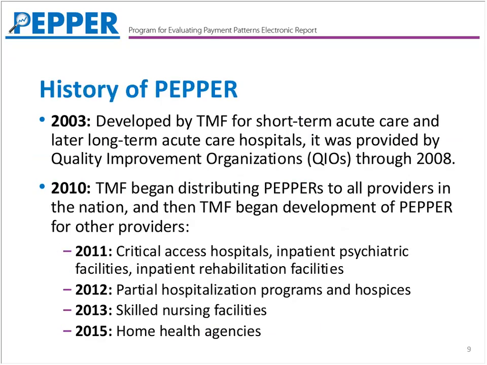A little bit about the history of PEPPER. PEPPER's actually been around for a long time. It was developed in 2003, originally for short-term acute care hospitals. At that time, it was provided through the state quality improvement organization. Then in 2010, TMF was contracted directly with CMS through the Center for Program Integrity Provider Compliance Group, and we started distributing PEPPERs to all hospitals in the nation, so all short and long-term acute care hospitals. And then TMF began developing PEPPERs for other types of providers. So you can see on this slide that the inpatient psychiatric facility PEPPER has been available since 2011.